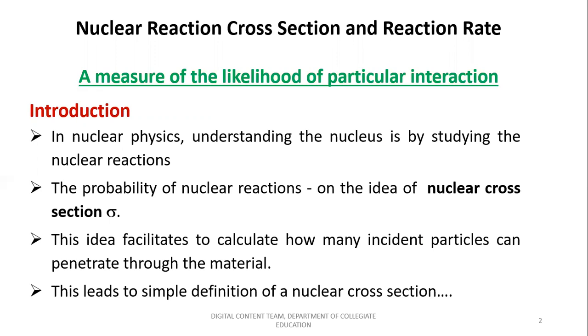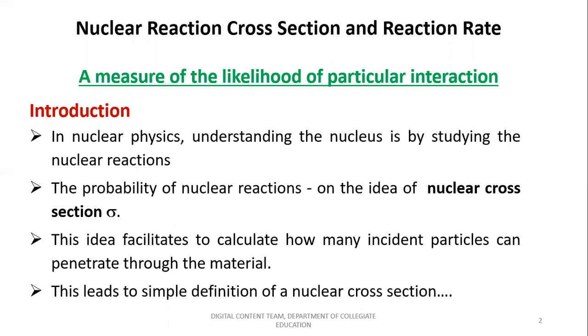The probability that a bombarding particle will interact in a certain way with a target nucleus to give rise to some sort of nuclear reaction needs to be understood on the idea of cross section, called nuclear cross section, denoted by sigma. The idea of this cross section also facilitates calculating how many incident particles can penetrate through the material. This leads to a simple definition of nuclear cross section.